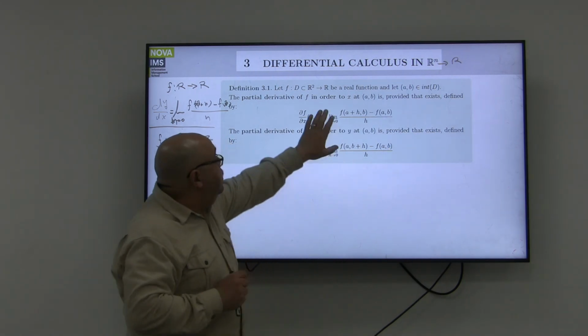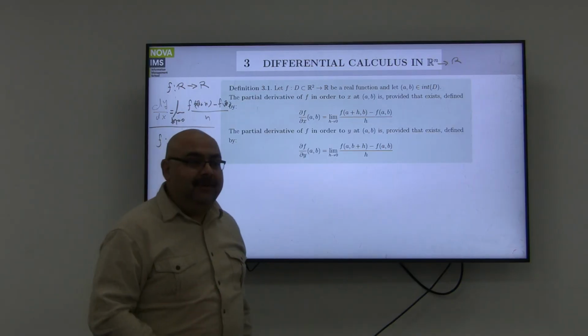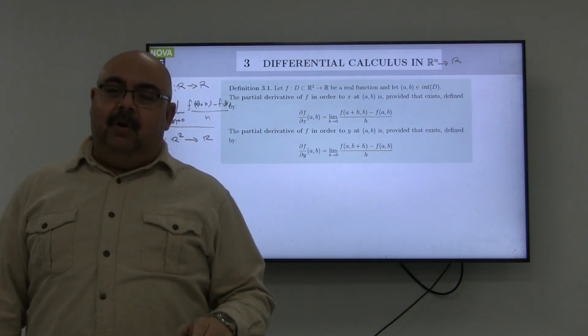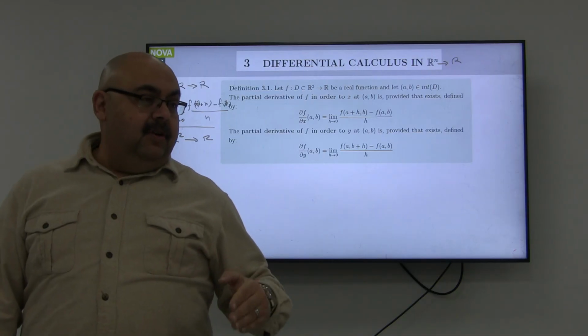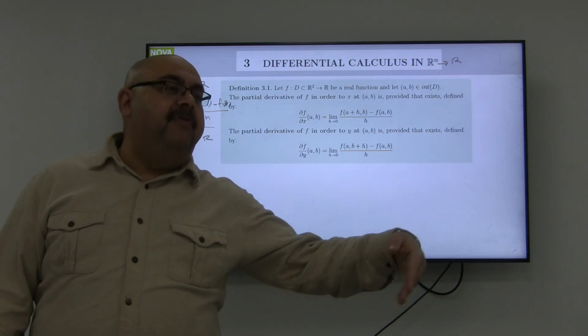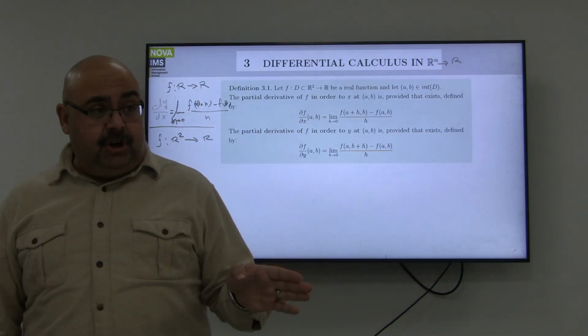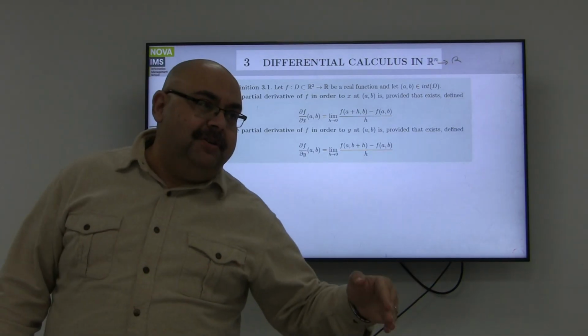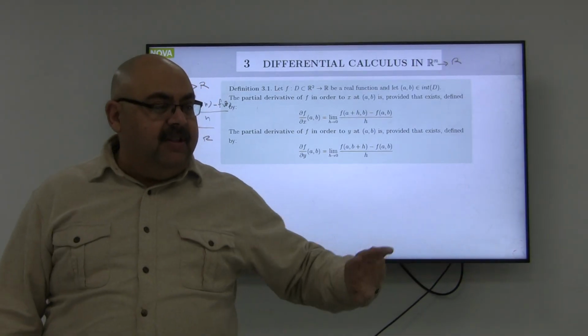If you notice, those are special cases from the definition, applied two times. If I'm in the x direction, I will use f of a plus h, b minus f of a, b. If I'm in the y direction, I will use f of a, then b plus h, minus f of a, b, divided by h.